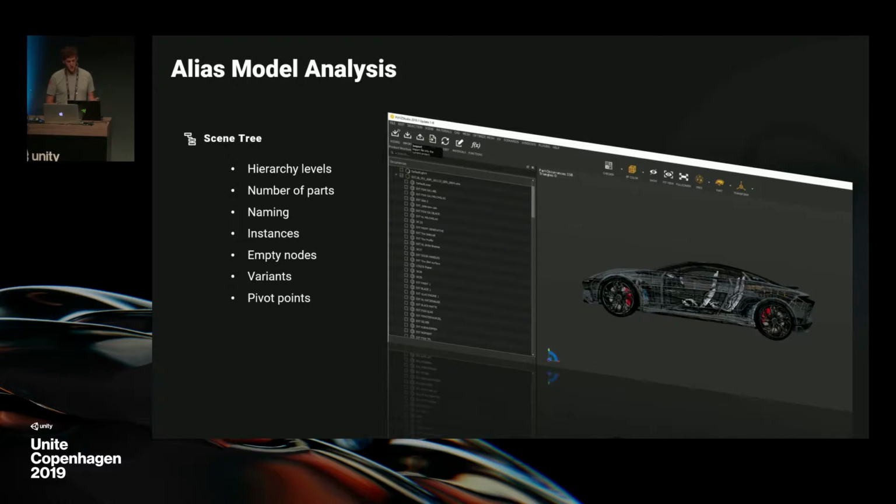And finally, we'll deal with the pivot points. Here, all objects have the same scene-centered pivot points, so we'll need to rearrange them so that the car can be animated later in Unity.